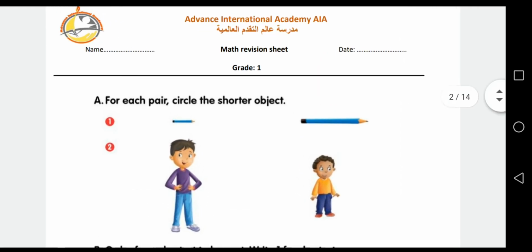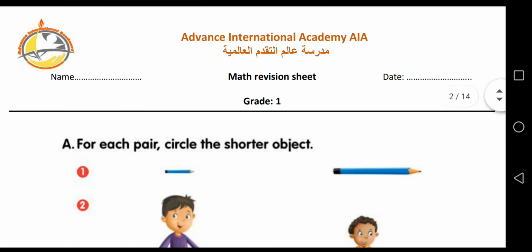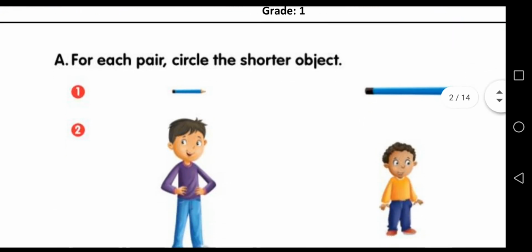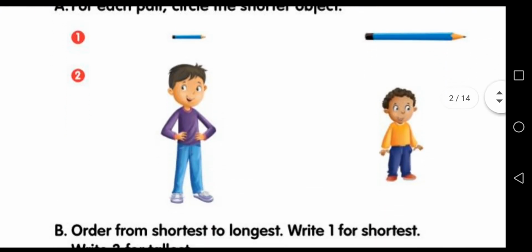So first, number one, I have two pencils. Which one is the shorter object? Pencil number one or pencil number two? What do you think? Which one is shorter? Excellent. Pencil number one.